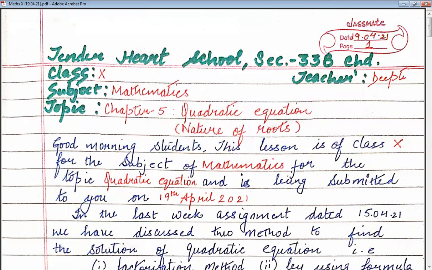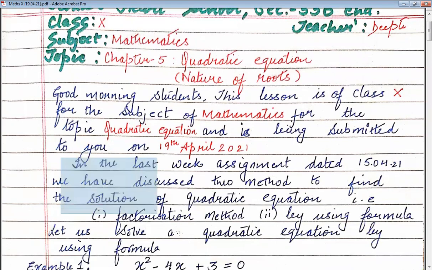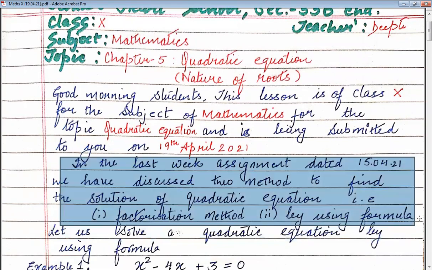2021. Students, in the last week assignment, we have discussed two methods to find the solution of the quadratic equation. That is, first one factorization method, and the second one is by using formula. I guess you are clear with both the methods. Now let us start today's lesson by discussing the second rule, that is by using formula.